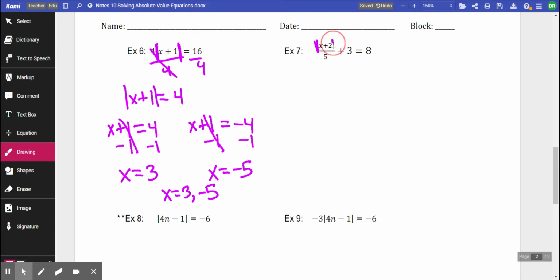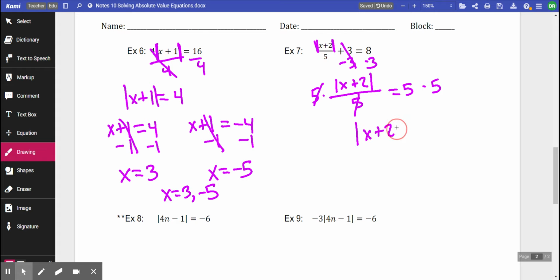This one, the absolute value bar, we are dividing it by 5, but we're also adding 3. Notice the divide by 5 is attached to the absolute value, so we'll get rid of what's unattached first. Opposite of a plus 3 is minus 3. So these cancel, giving us the absolute value of x plus 2, all divided by 5, is equal to 8 minus 3, which is 5. Now we'll get rid of the divide by multiplying, so these cancel, and we'll have to multiply over here as well. So this is going to give us the absolute value of x plus 2 is equal to 25.